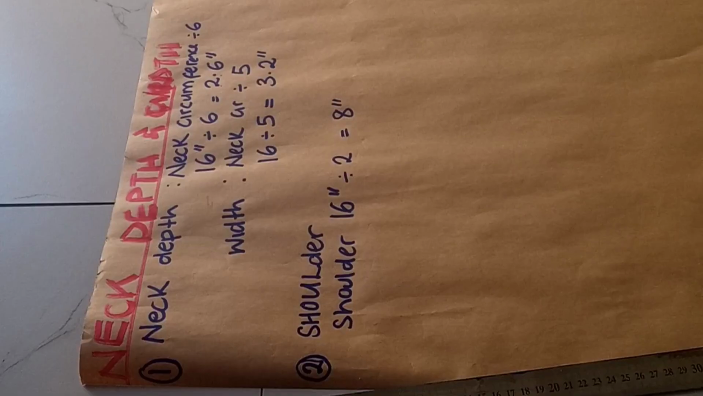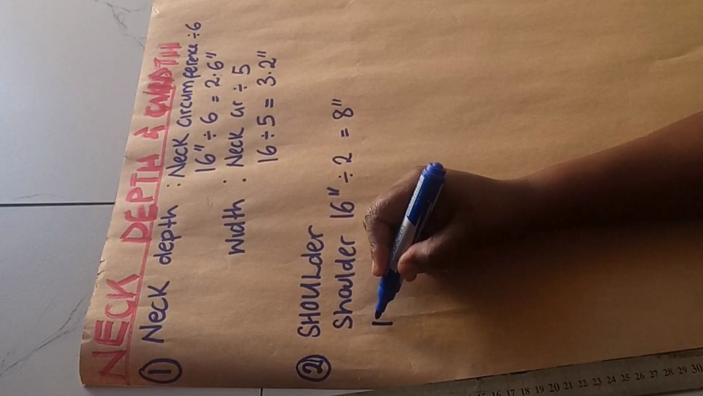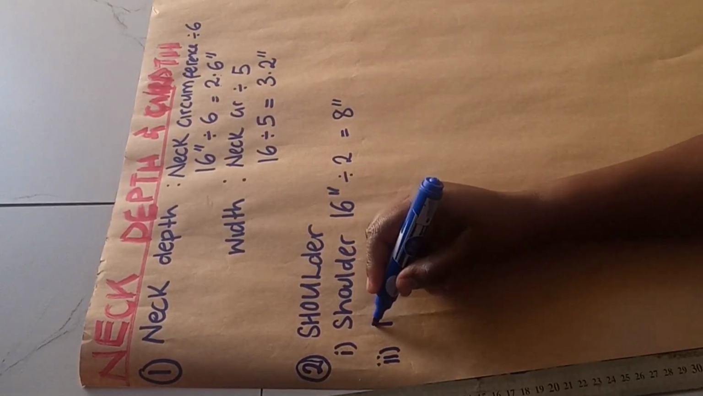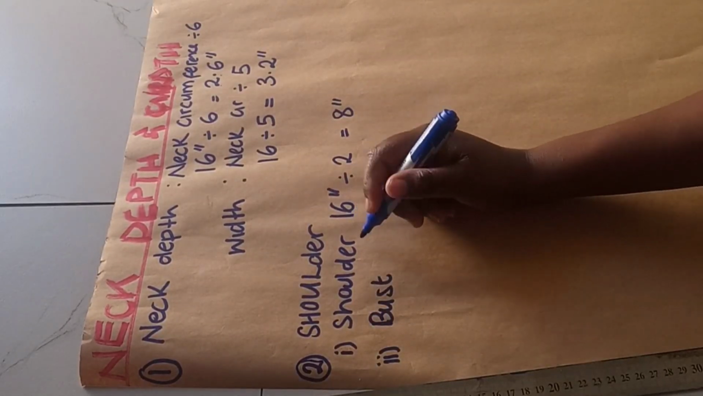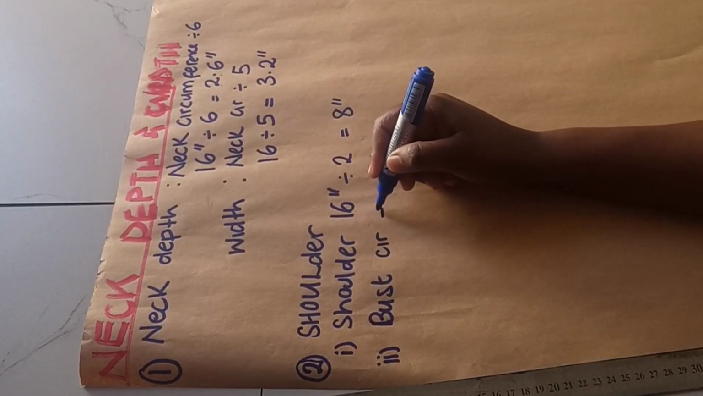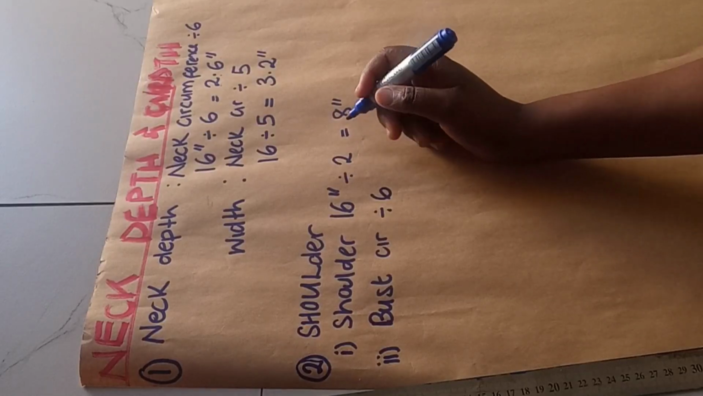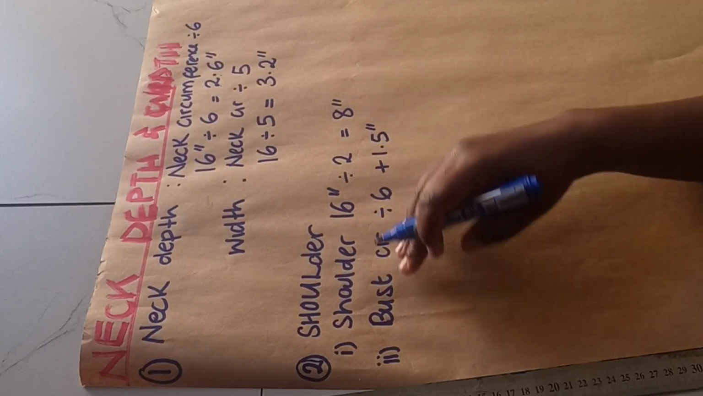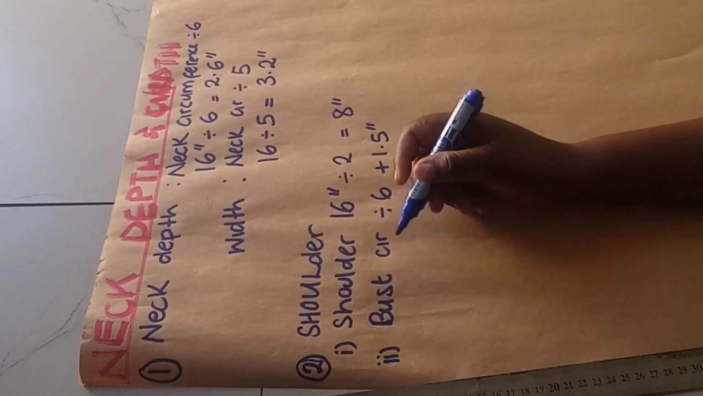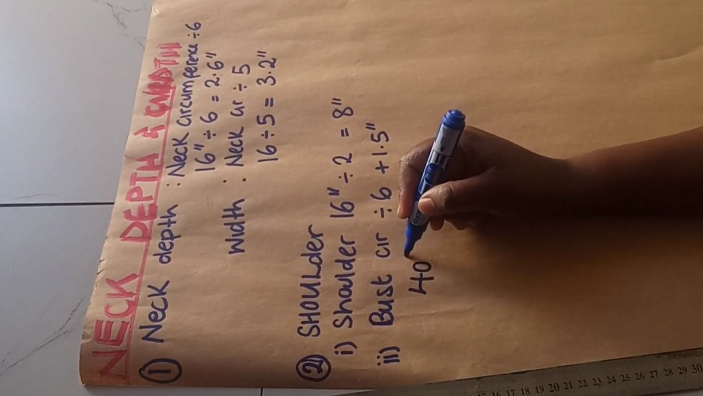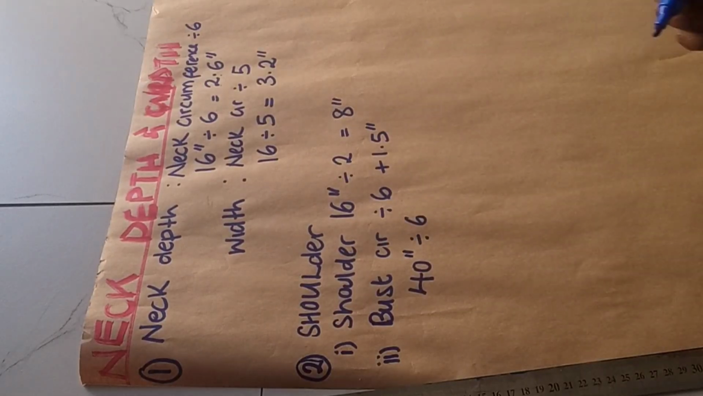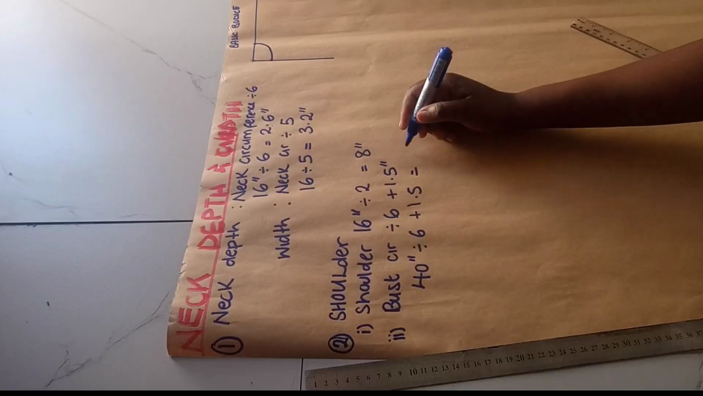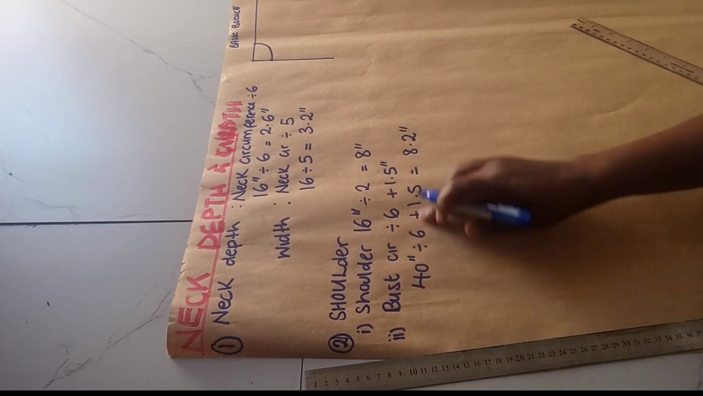But what about if you forgot to measure this shoulder measurement or were unable to do so? The formula that we're going to use is bust circumference, divide by 6 inches, then we add 1.5 inches to get the shoulder measurement if you've forgotten to measure the shoulder. So my bust circumference is 40 inches, divide by 6 plus 1.5. This will give me 8.2 inches.